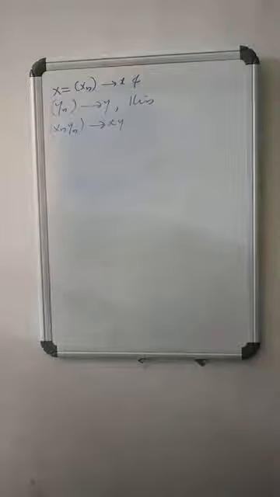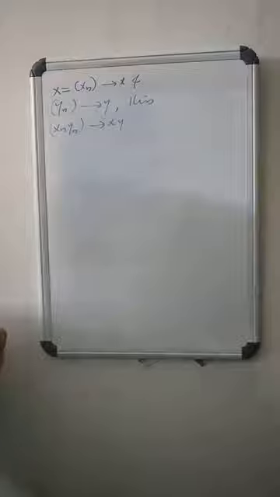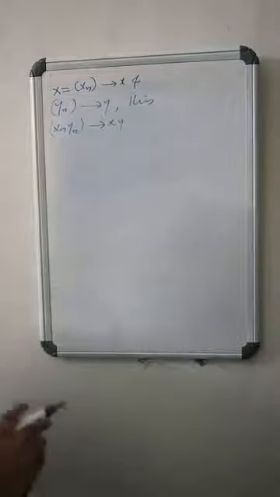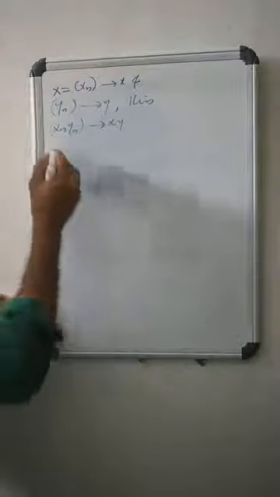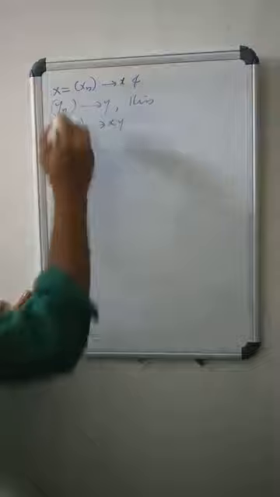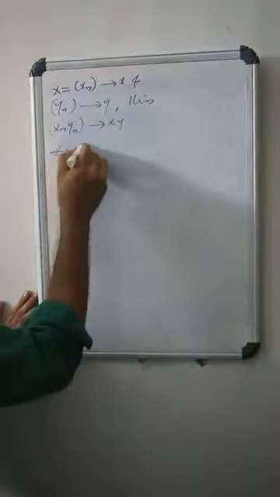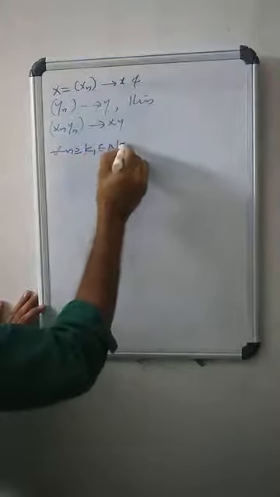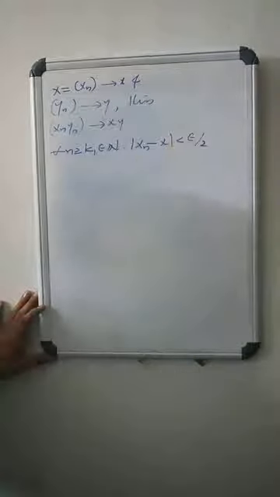We already proved that when xn converges to x and yn converges to y, then xn plus yn converges to x plus y, and xn minus yn converges to x minus y. Now to prove that xn yn converges to xy: xn converges to x means for all n greater than or equal to k1, modulus of xn minus x is strictly less than epsilon by 2.